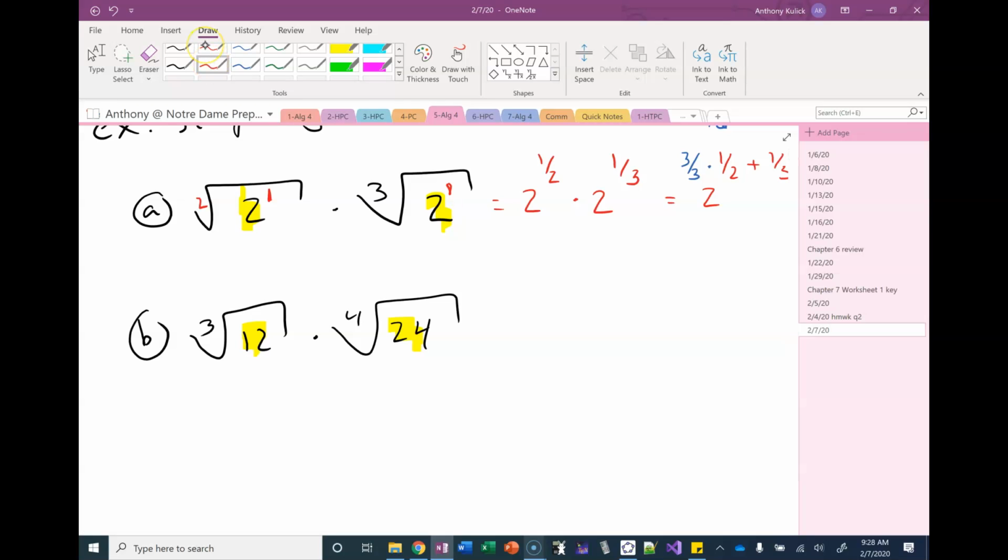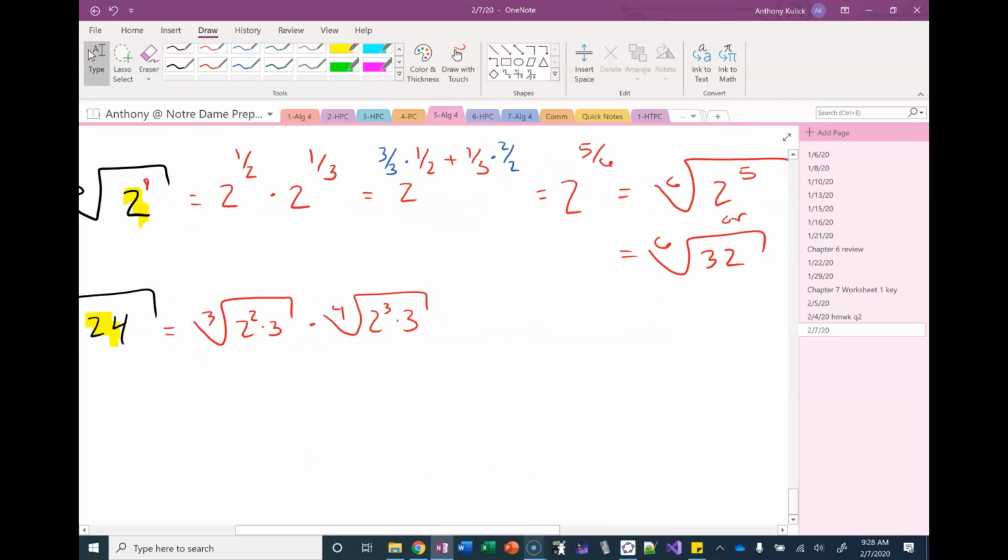So the first thing I'd want to do here for this problem is to do a prime factorization. So the prime factorization of 12 is 2 squared times 3. And the prime factorization of 24 is 2 to the third times 3. I skipped writing down those prime factorizations because I was able to do that in my head. Are you guys okay with that?